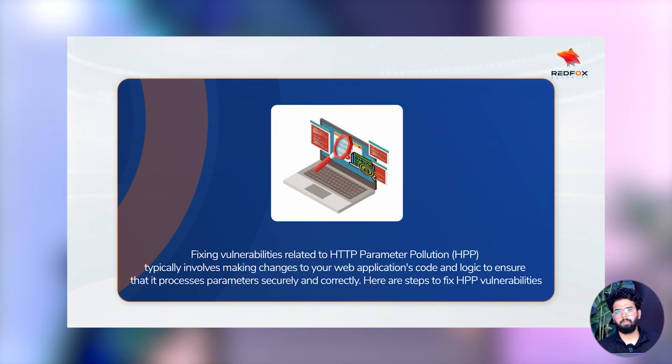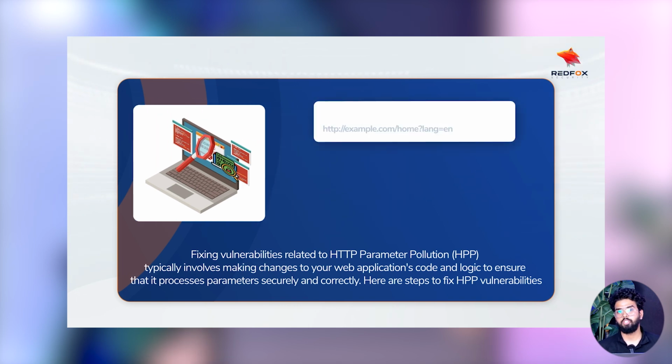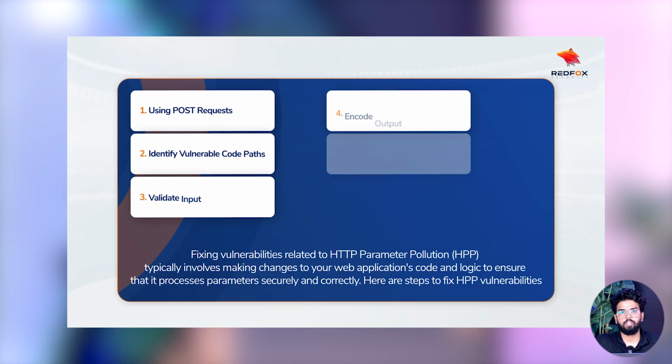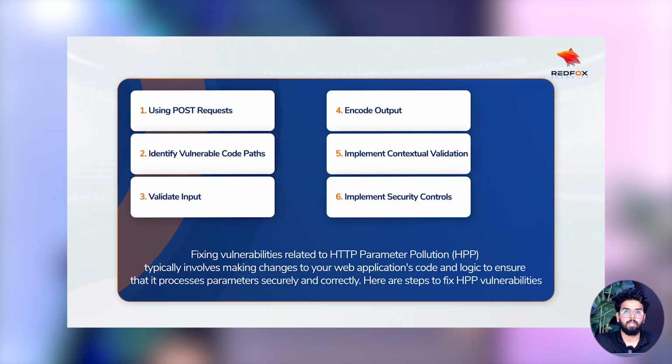How to fix vulnerabilities in HTTP parameter pollution. Fixing vulnerabilities related to HTTP parameter pollution typically involves making changes to a web application's code and logic to ensure that it processes parameters securely and correctly. Here are steps to fix HPP vulnerabilities. First is using POST requests. Second is identifying vulnerable code paths. Third, validating user input. Fourth is encoding the output. Fifth, implementing contextual validation, and sixth one being implementing security controls.